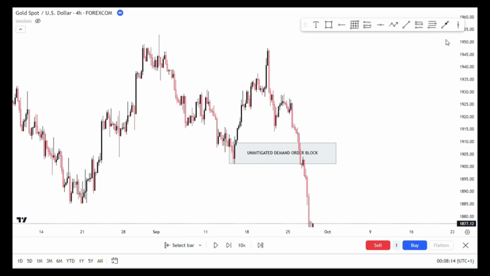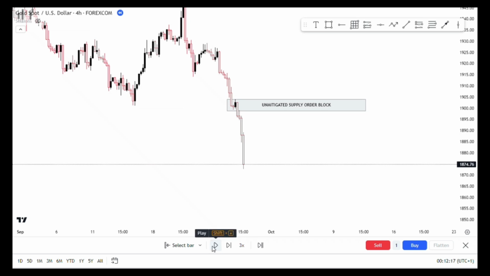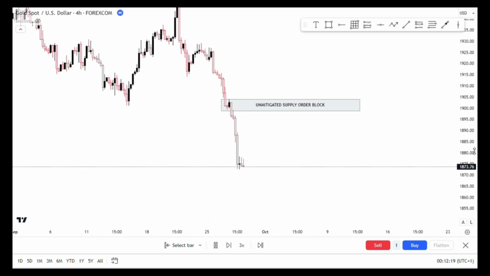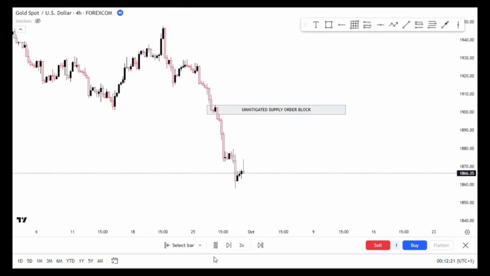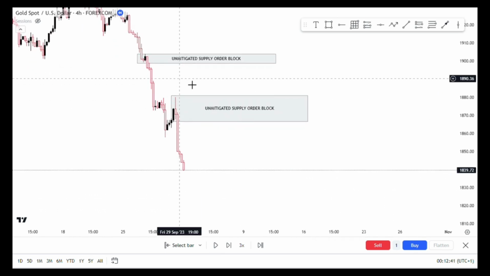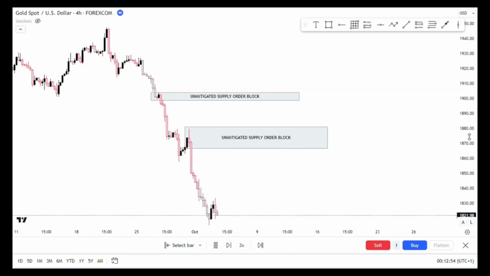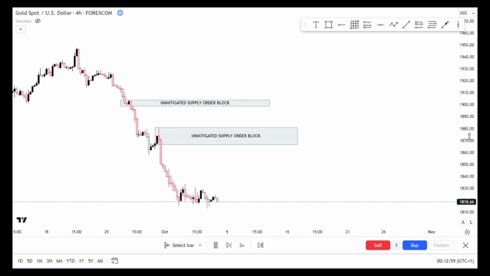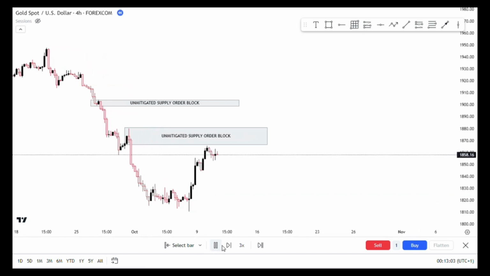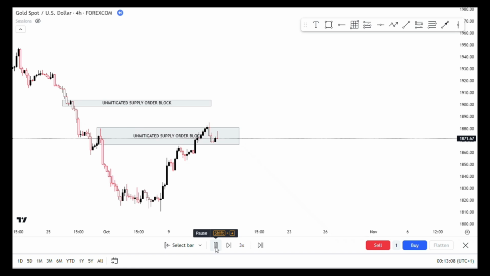And if some traders talk about supply order blocks, you can see we have a supply zone here, and price ended up creating another supply zone. So we have a new supply zone here, and you can see that price eventually ended up breaking all the supply zones at once. Price does not respect any of them. Can you see it? Can you see it now?